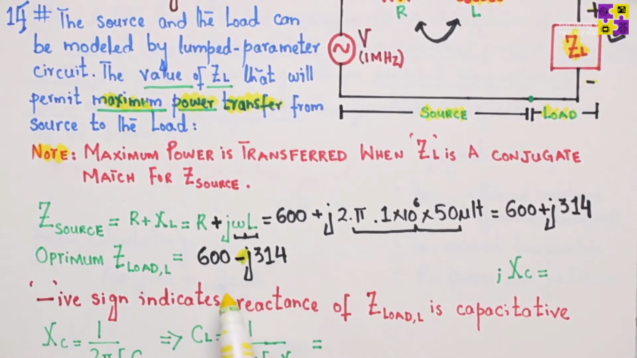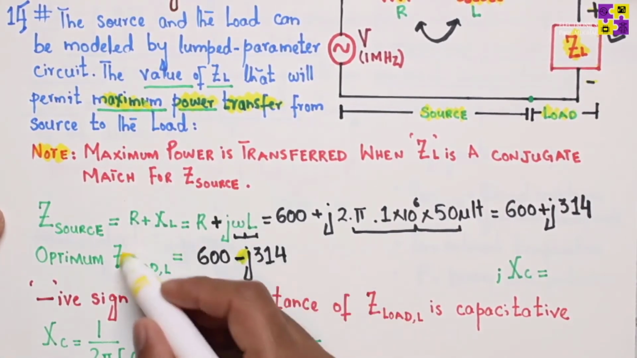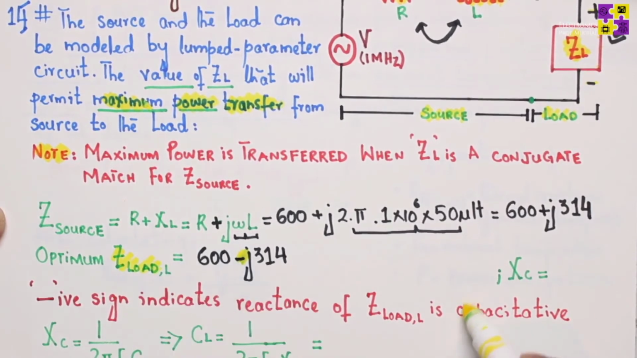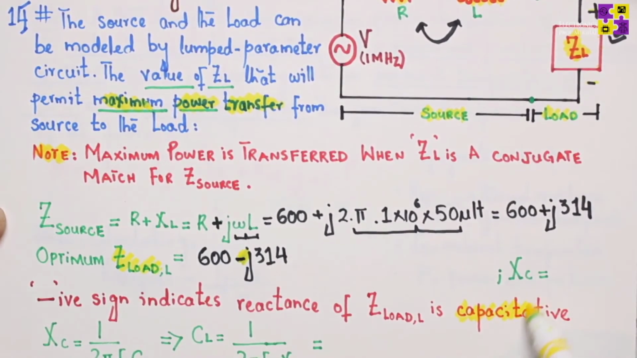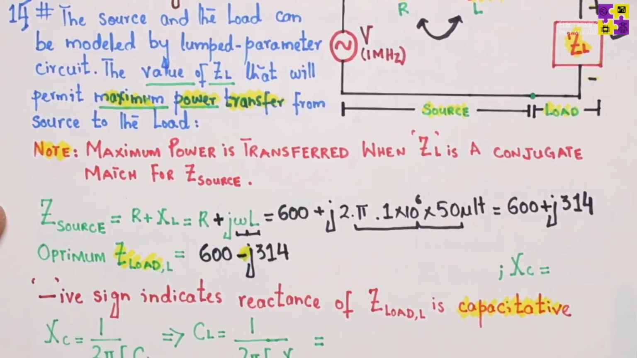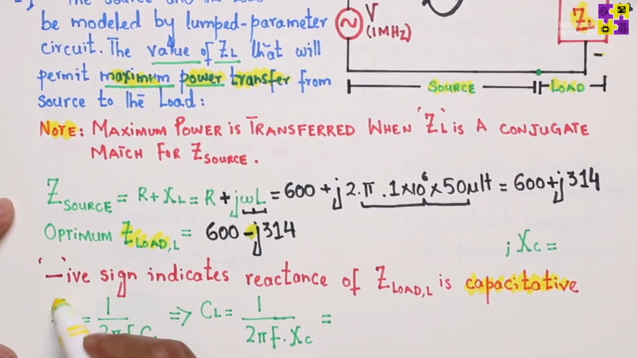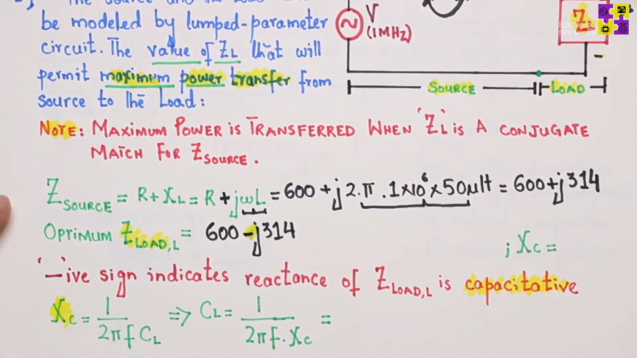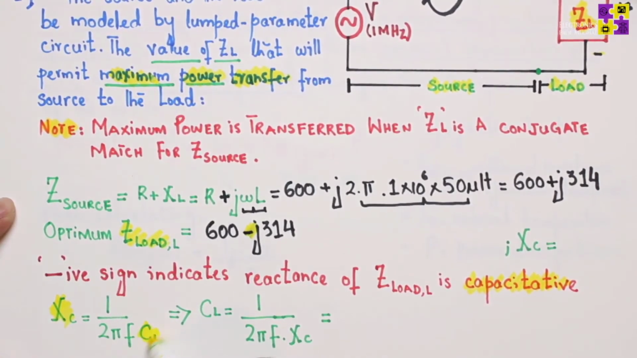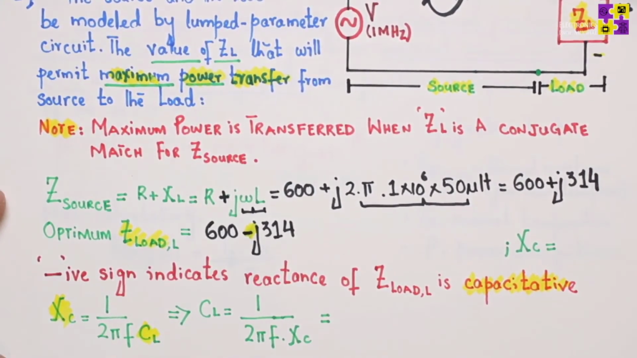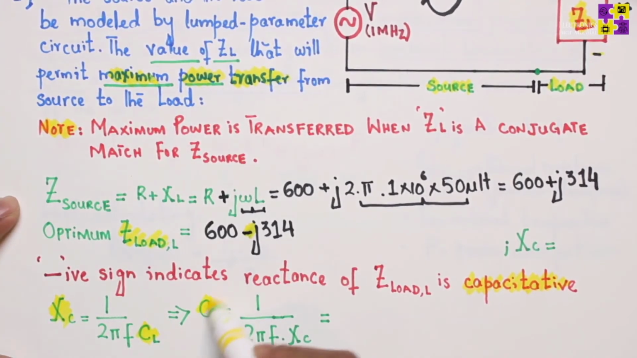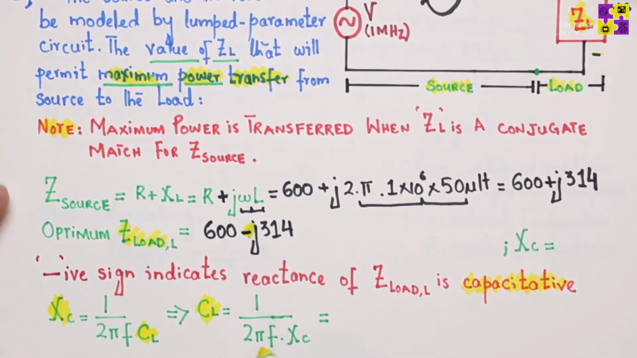the reactance of Z load. The reactance of Z load is capacitive in nature, right? And what's the formula for the capacitive reactance? Well, Xc equals 1 over 2 pi f C. Our goal is to find out the value of the capacitor, CL. So from this equation I can derive CL equals 1 over 2 pi f times Xc.